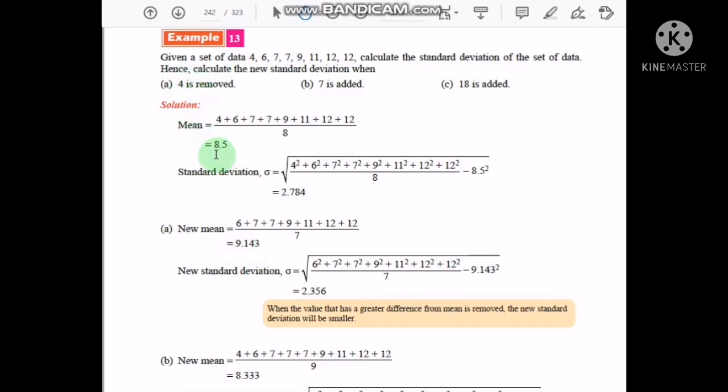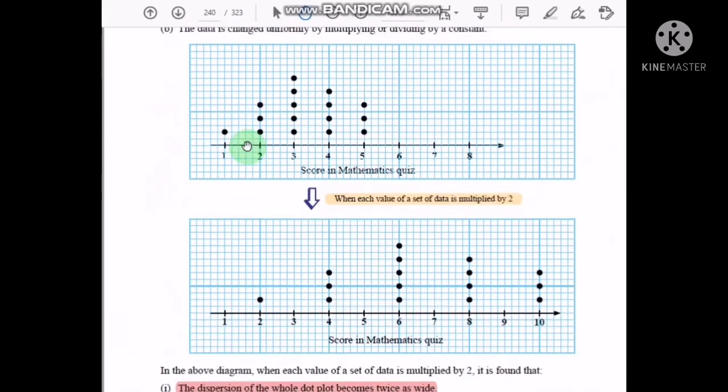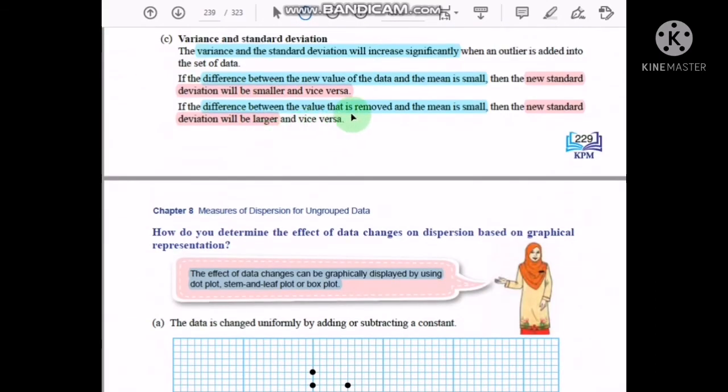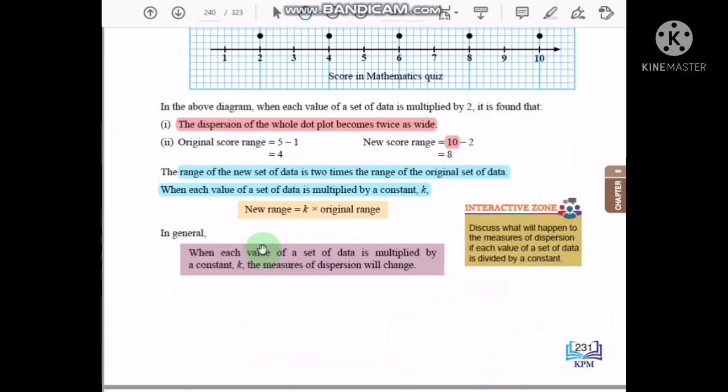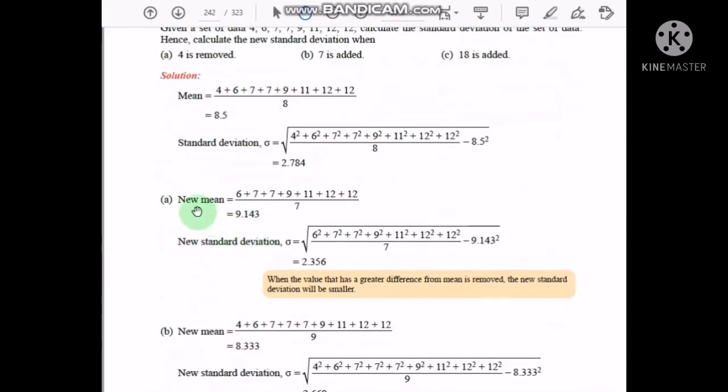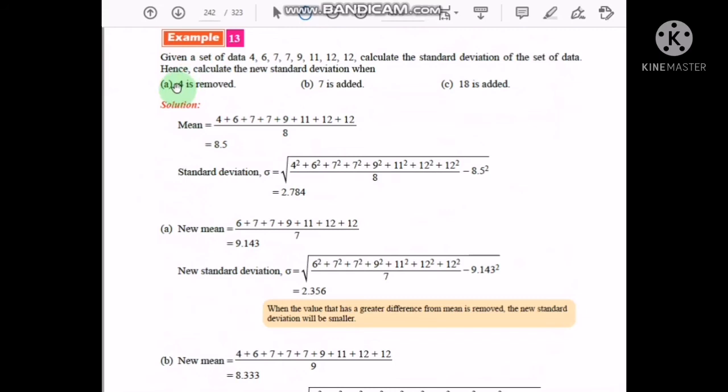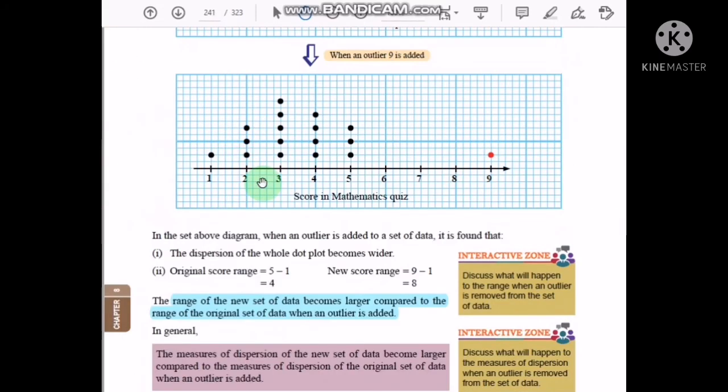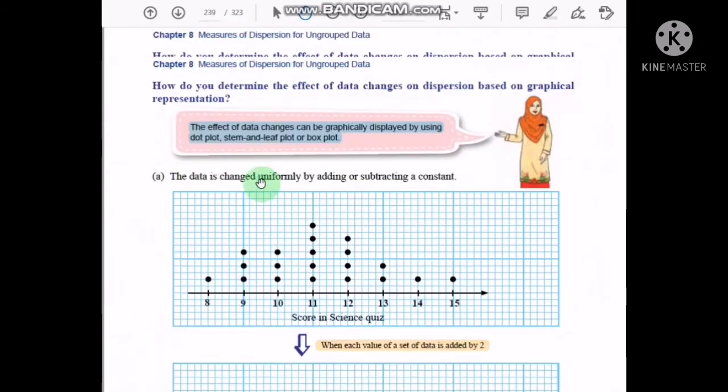Kejap, before that, tengok balik, cikgu ingatkan awak semula. If the difference between the value that is removed and the mean is small, then the new standard deviation will be larger. And then look at here, this one A. 4 is removed, right? 4 and mean beza dia berapa? More than half, right? So it means that the difference between 4 dan juga mean adalah besar. So kalau perbezaan tu besar, apa akan berlaku? Tengok this one.